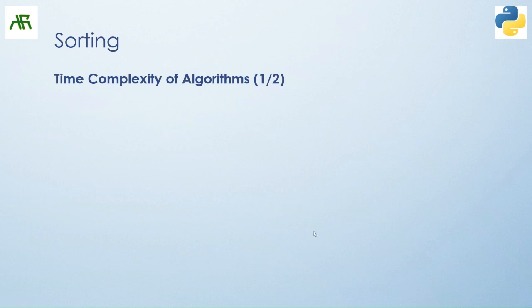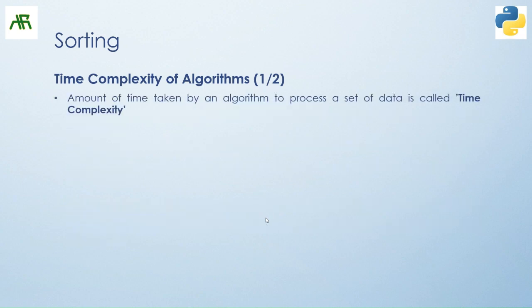So we have seen three different sorting methods, right? Each has its own process, its own number of passes, and depending on the size of the data set, each is going to take its own time. So time complexity is nothing but the amount of time taken by an algorithm to process a set of data.